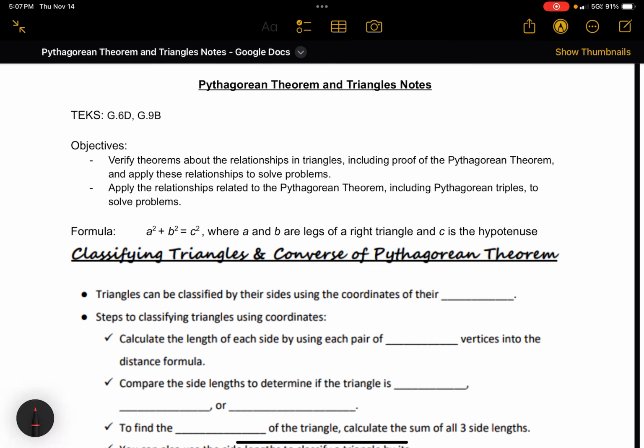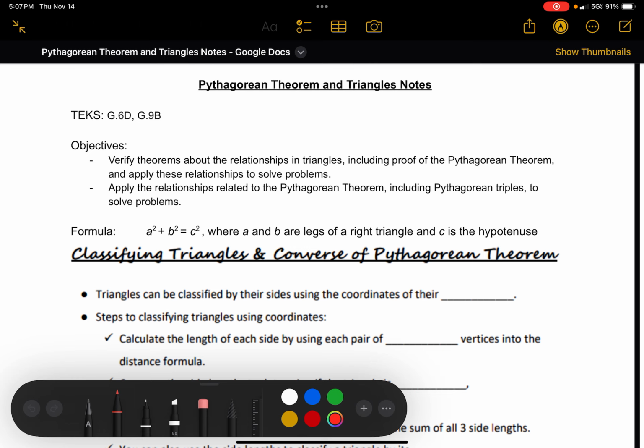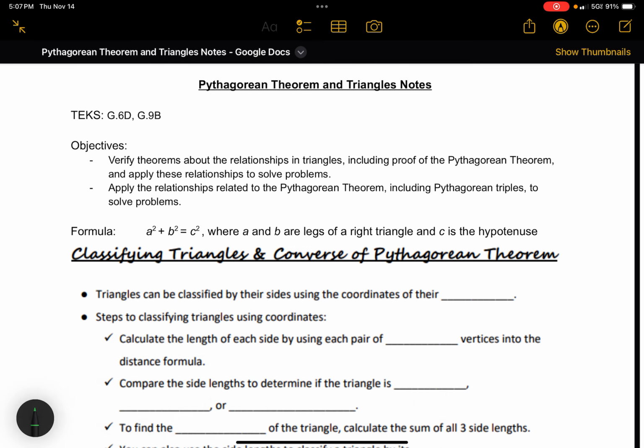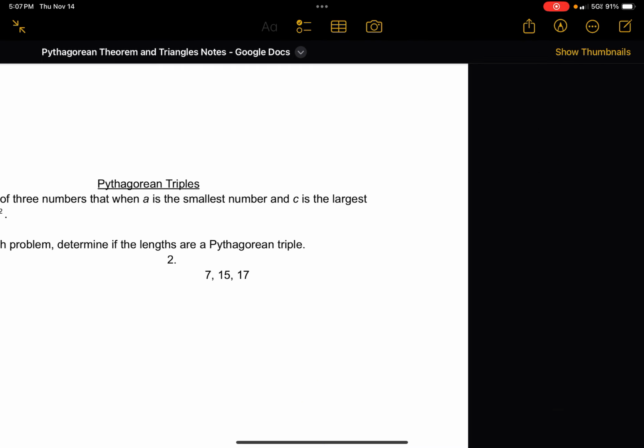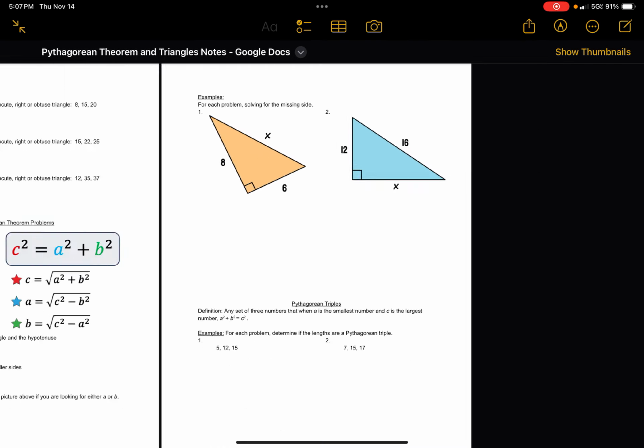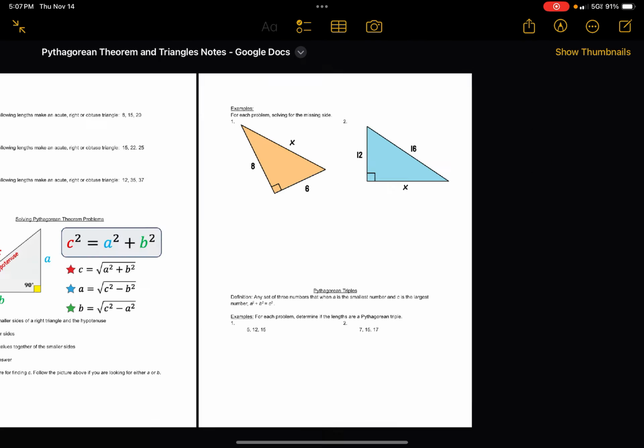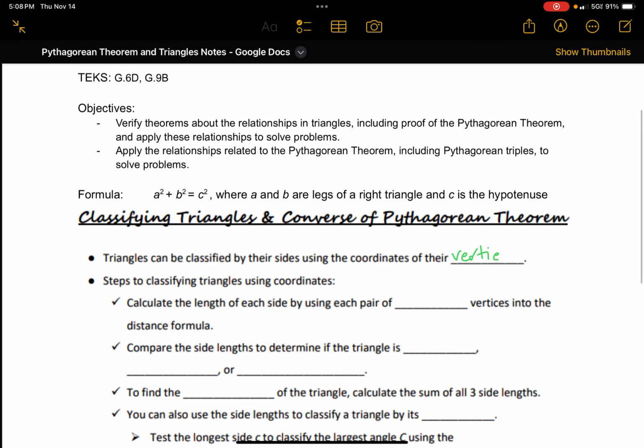So let me turn my pen on and change this to green. Vertices. Oh my, I don't know what my computer is doing. Let's try this again. There we go. Y'all, my iPad's tripping. Vertices. There we go. All right.